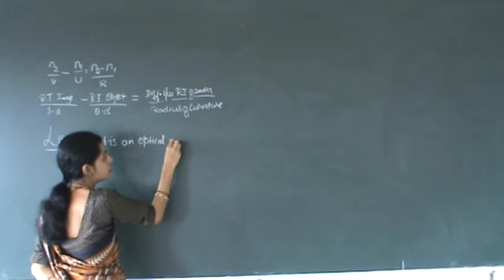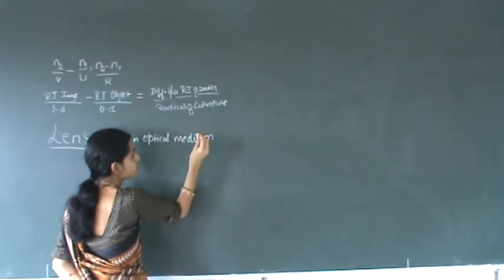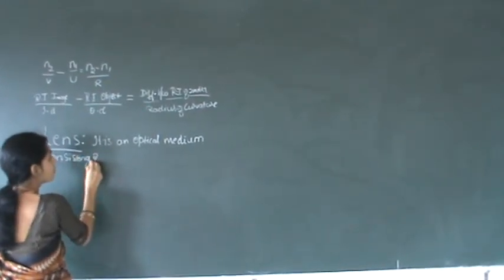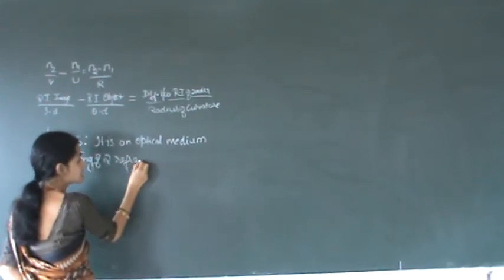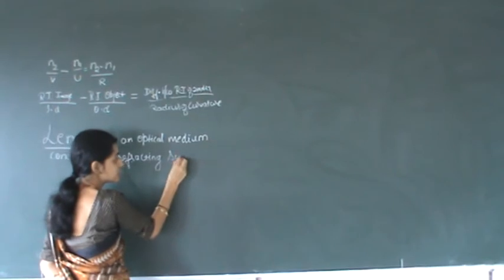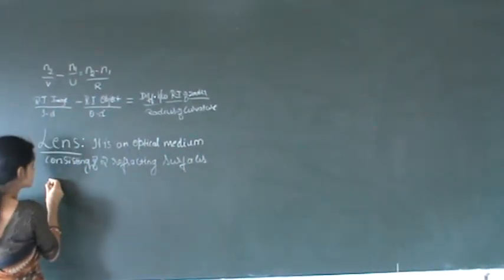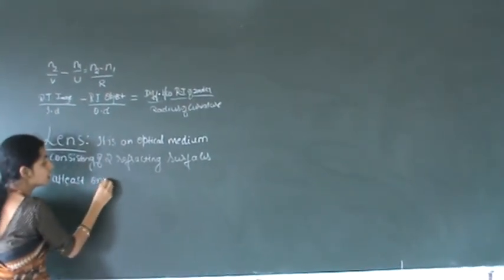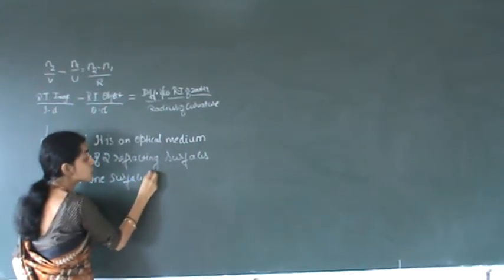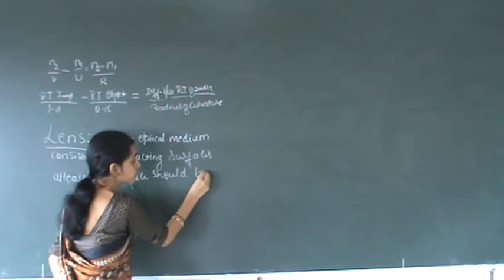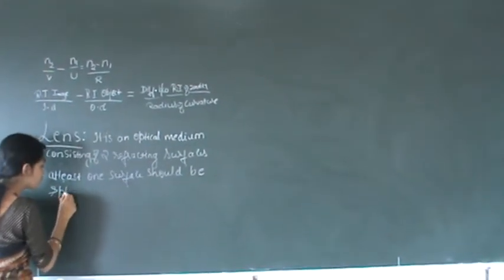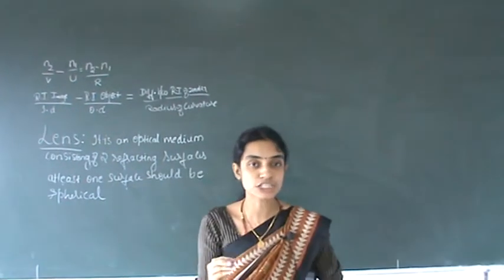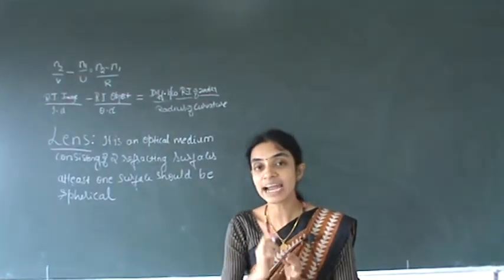Lens is an optical medium consisting of two refracting surfaces, and at least one surface should be spherical. So a lens is an optical medium consisting of two refracting surfaces, in which one should be spherical.